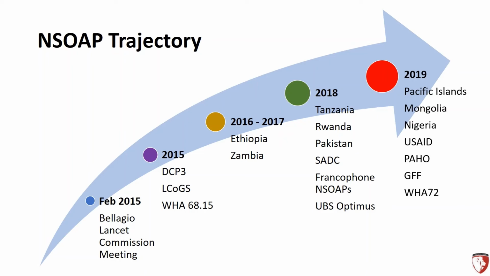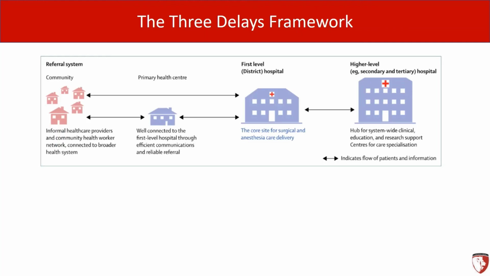Latin American countries have begun plans for national surgical planning with a forum that brings together countries with interests in regionalizing the NSOAP model for South America. The 3 Delays framework is a model used to better understand the factors influencing access to surgical and anesthesia care and solving the problems thereof.